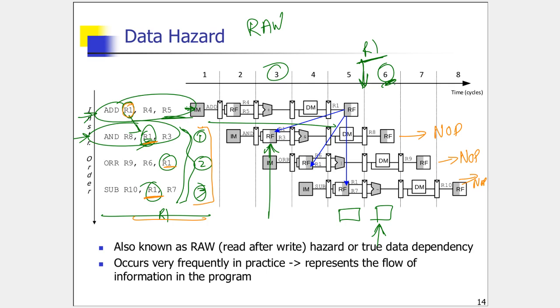So if instead of R1 it was using some other register, for example, let's say R11, then no problem at all, because this instruction writes to R1, but these instructions do not use R1. So the value of R1 being changed has no effect on the following instructions.